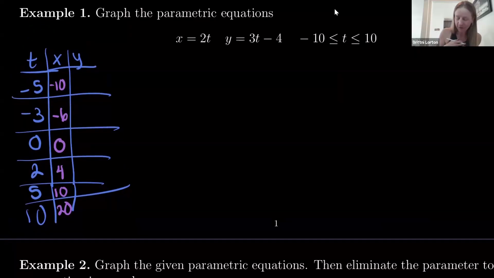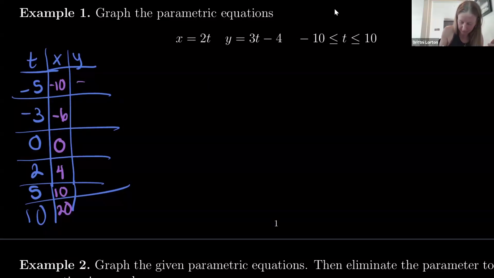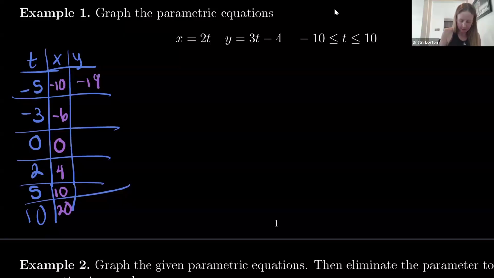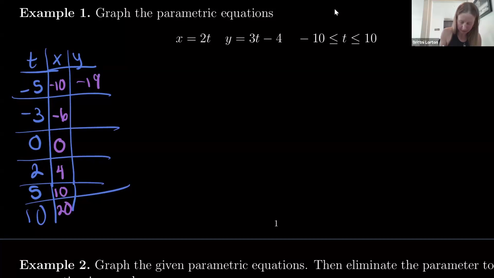Those are all the x components at any given time or parameter, and then we'll do the same thing for the y. So 3 times t minus 4, we can use our calculator for that. 3 times -5 minus 4 gave us -19. And then let's do 3 times -3 minus 4, and I got -13. 3 times 0 minus 4, 3 times 2 minus 4.